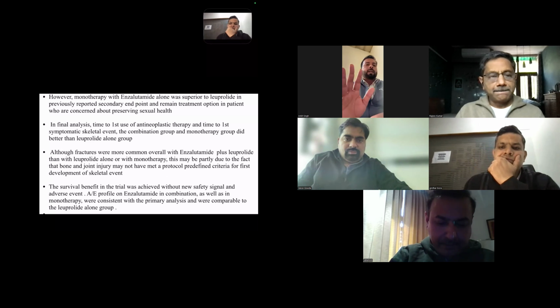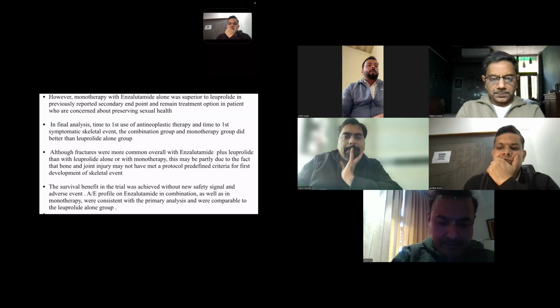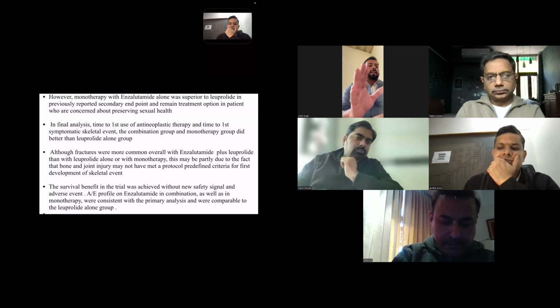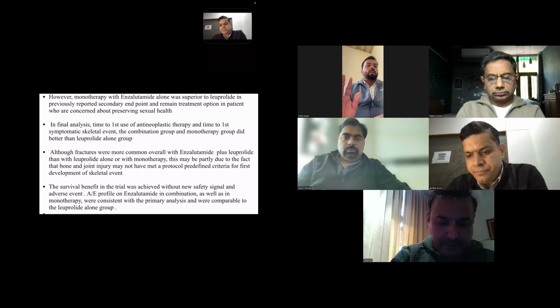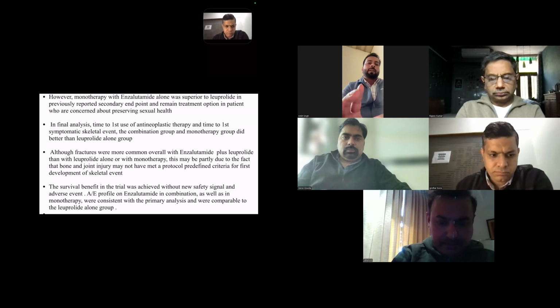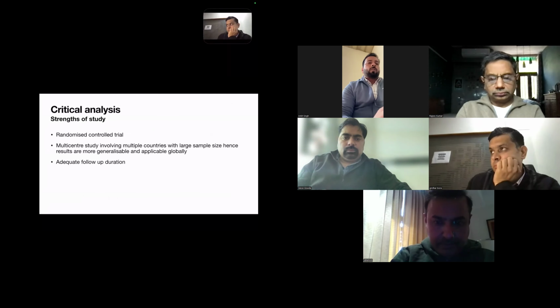Although enzalutamide did not show better overall survival, it was better in comparison to the leuprolide group in other secondary endpoints, such as first use of new antineoplastic therapy and first symptomatic skeletal event. So the survival benefit in the trial showed that there was no new safety signal of adverse events, and the adverse event profile of enzalutamide was comparable to that of the leuprolide only group.